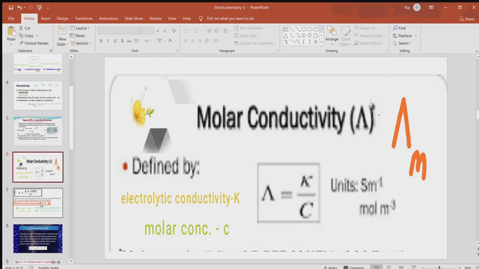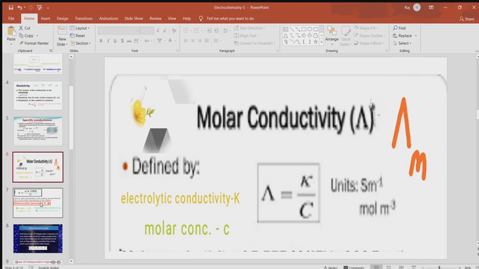The SI unit of electrolytic conductivity K is Siemens per meter. Molar concentration is denoted by C, with the SI unit mole per meter cube. And molar conductivity lambda has the SI unit ohm per centimeter square per mole.